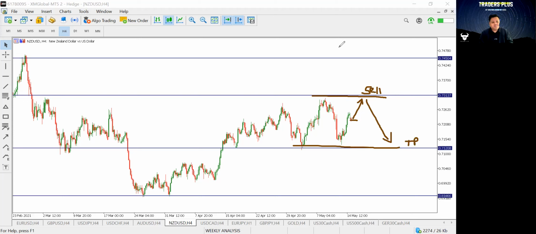Okay? Stop loss better kung dito malayo. Pwede pa rin kasi yung pumunta dyan and then mag-go down ulit. Okay? So that's how I see NZD USD.